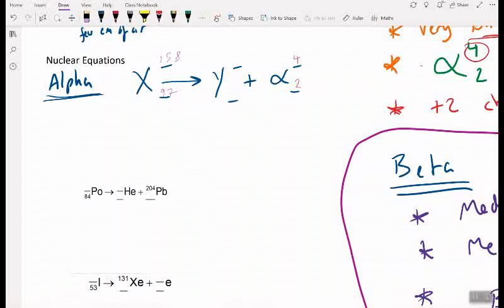So the atomic number and mass numbers overall can't change. They must remain balanced. So if we started with 158 here, and we've got 4 here, this must be 154 for it to be equal. If we've got 97 on the left, and two protons go into the alpha particle, this must be 95 here. Okay, nice and straightforward, this nuclear equation for alpha. Just remember they've got to be balanced on either side.